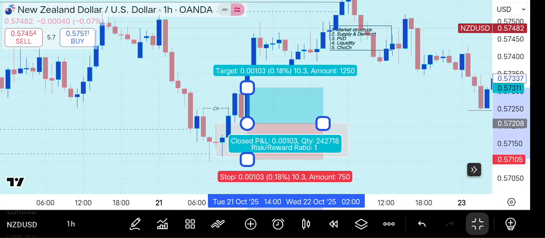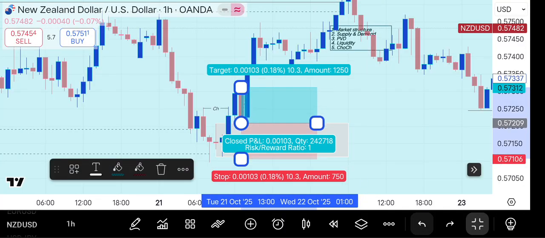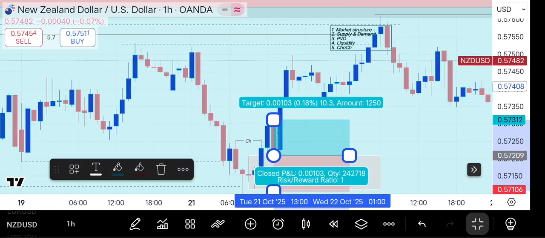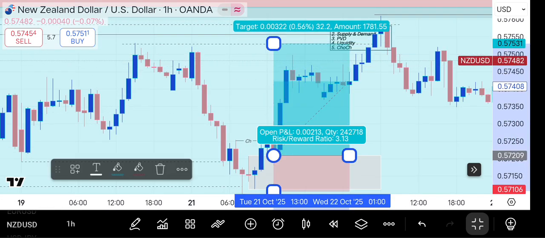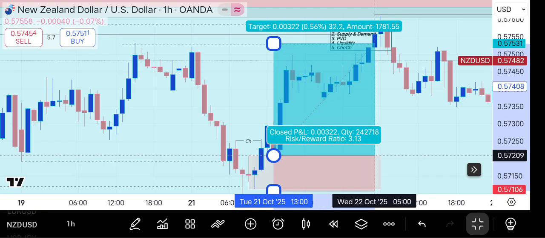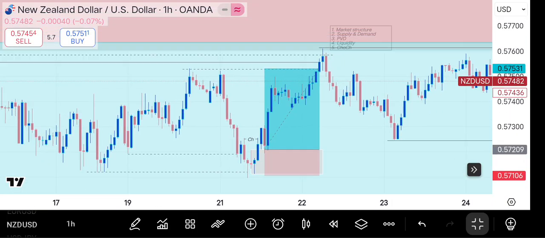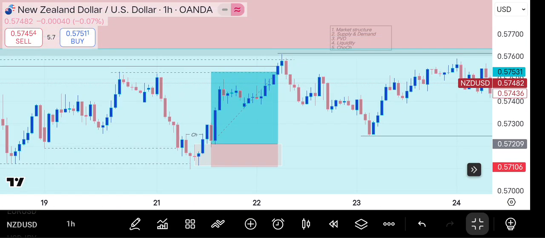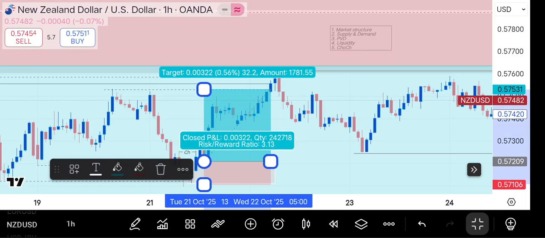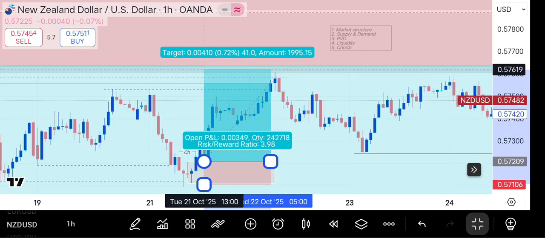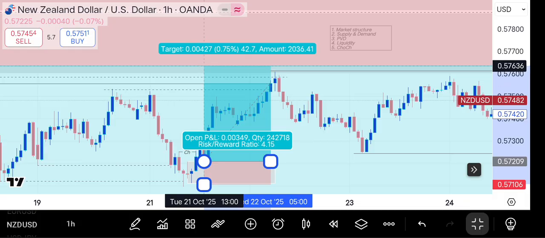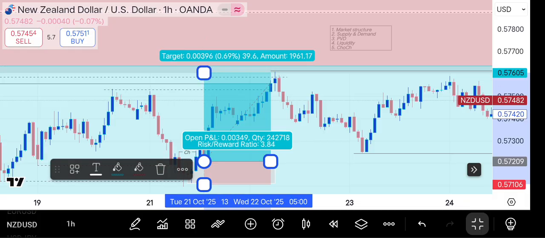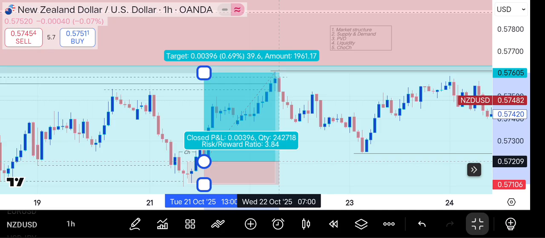I put my stop loss below the demand, and then I targeted these liquidity highs right there. As you can see, the markets did the impossible, guys. I could have just targeted the overall push up to take out, to tap inside the supply.